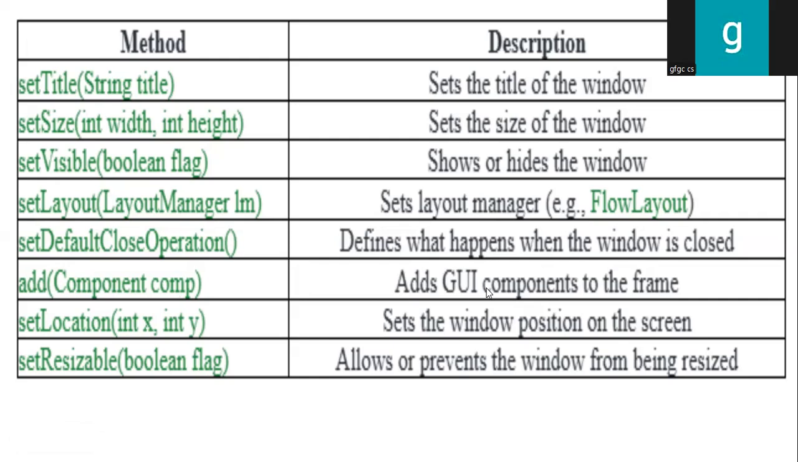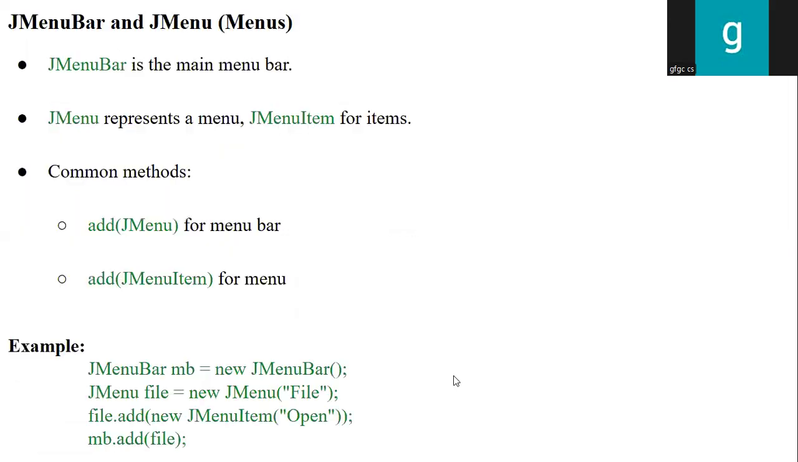Add component: this method adds the GUI component to the frame. Set location X and Y: set the window position on the screen. Set resizable boolean flag: allow or prevent the window from being resized.